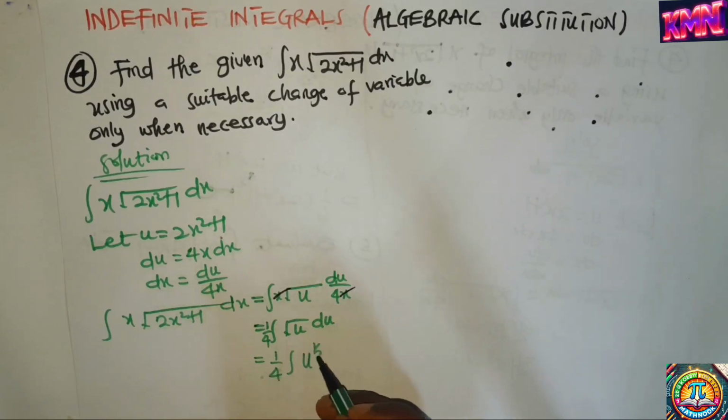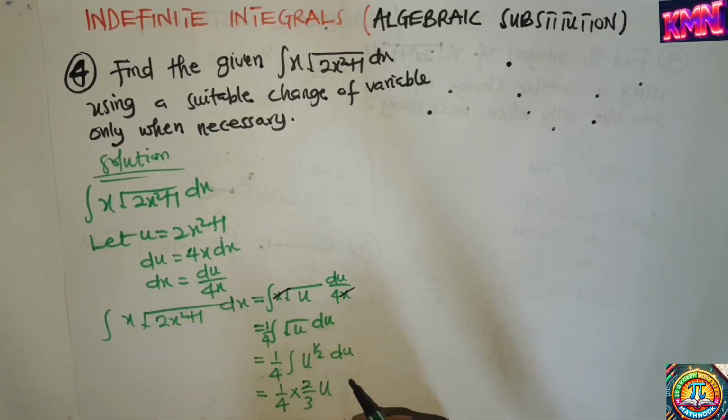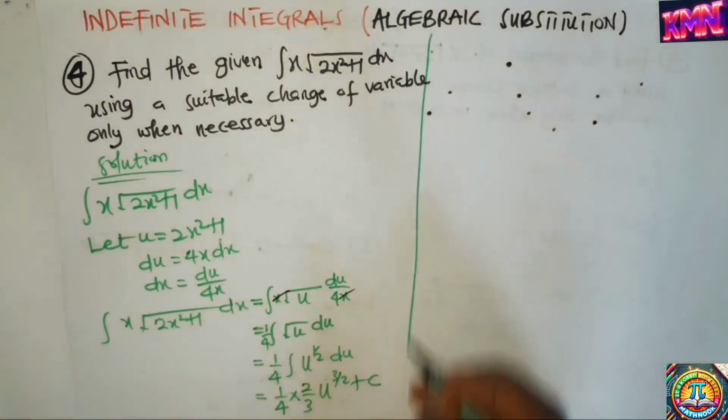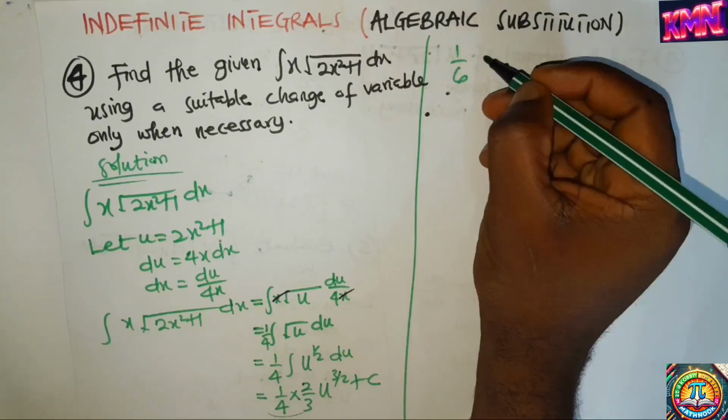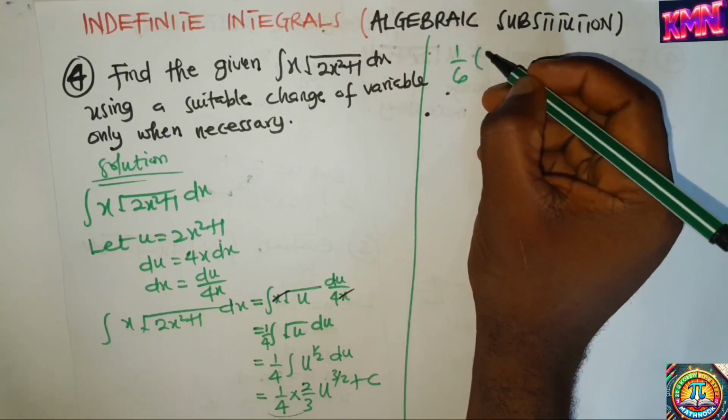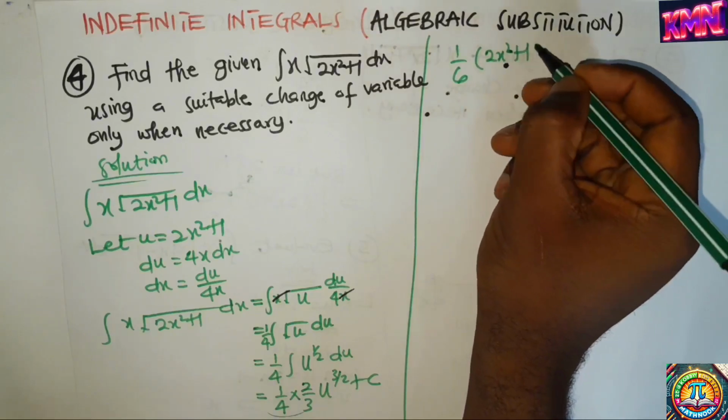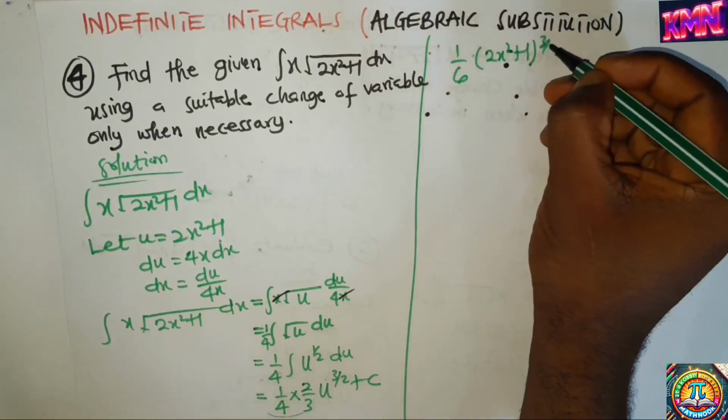u power half du, and integrating the u power half, we are getting 1 on 4 by, and when we add 1 to this, we will get 3 on 2, which when we reciprocate, we are going to get 2 on 3, u power 3 on 2 plus c. Simplifying this part, we have 1 on 6. Our u is 2x squared plus 1 power 3 on 2 plus c.